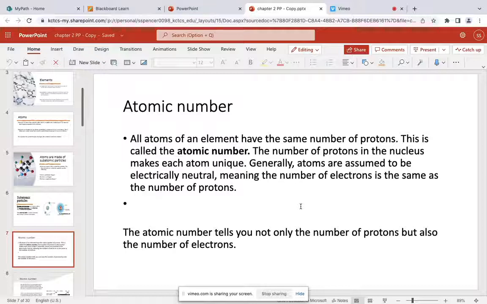So again, just like I previously mentioned, the atomic number. All atoms of an element have the same number of protons, right? Same number of protons. This is called the atomic number. That's important. The number of protons in the nucleus make each atom unique. Generally, atoms are assumed to be electrically neutral, meaning the number of electrons is the same as the number of protons. Now, there is something called an isotope, and an isotope means that it has a different number of neutrons.